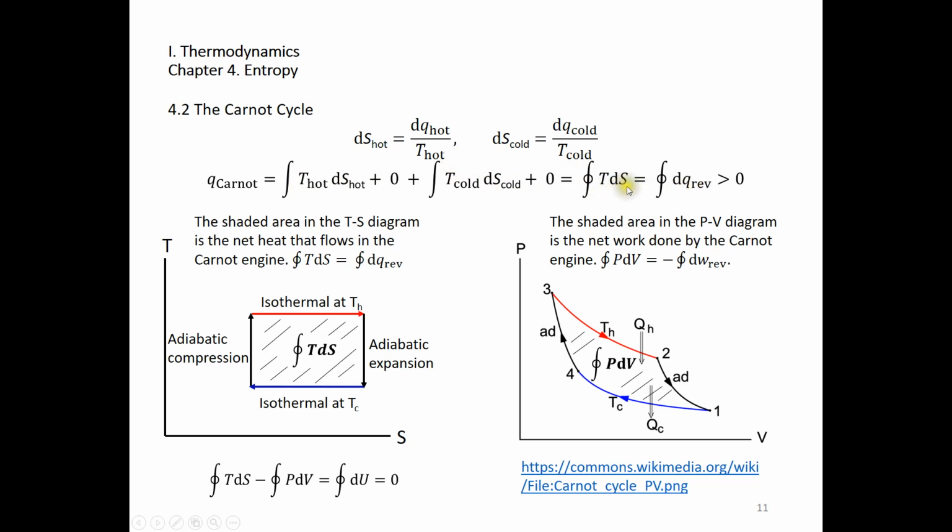That's from the definition of dS, and we know this is greater than 0. We have seen the derivation of this part and this part. This part and this part have opposite signs and different magnitude, because this part is proportional to Q hot, which is proportional to T hot, and this part is proportional to T cold. So this magnitude is greater than this magnitude. Therefore, this Carnot cycle integral is not going to be 0.